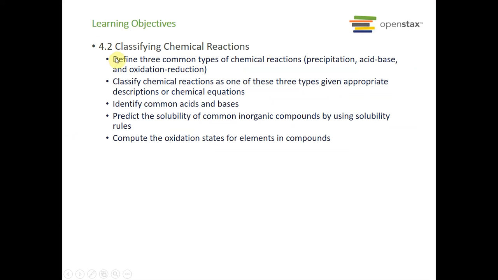Classifying chemical reactions. Define three common types of chemical reactions: precipitation, acid-base, and oxidation reduction. Classify chemical reactions as to one of these three types given appropriate descriptions or chemical equations. Identify common acids and bases. Predict the solubility of common inorganic compounds by using solubility rules, and compute the oxidation states for elements and compounds.